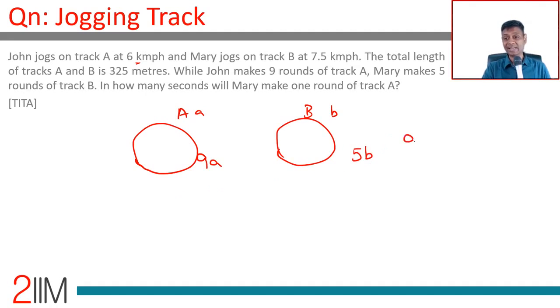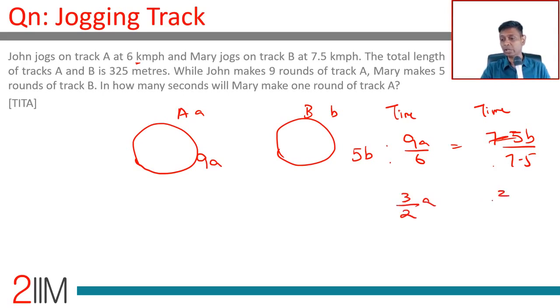John will take 9A by 6 as time. Mary will take 5B by 7.5, because the speeds are 6 km per hour and 7.5 km per hour. The time taken would be equal, because while John makes 9 rounds, Mary makes 5 rounds. Distance by speed equals distance by speed. 9A by 6 is 3 by 2A. 5B by 7.5 is 2 by 3B. 3 by 2A equals 2 by 3B, or A equals 4 by 9B. A is 4/9 of B.